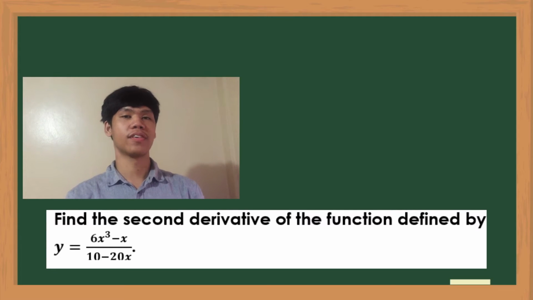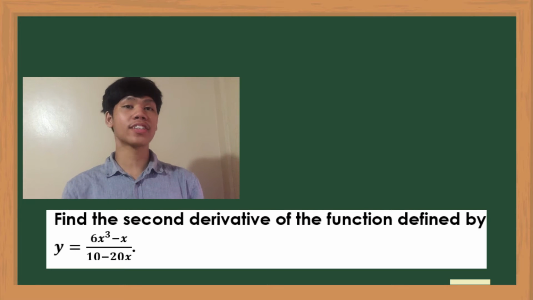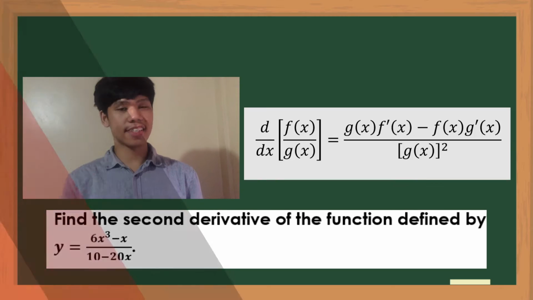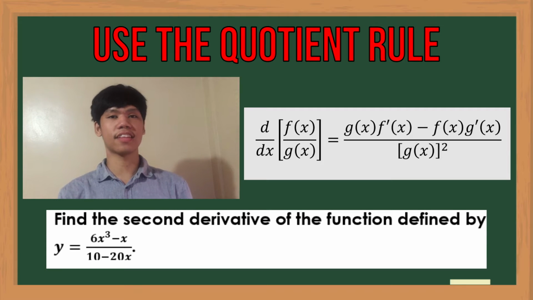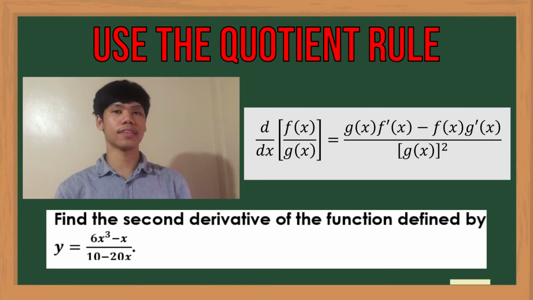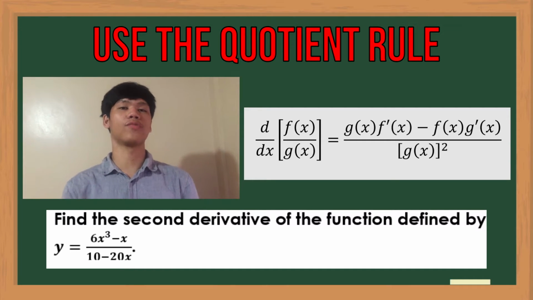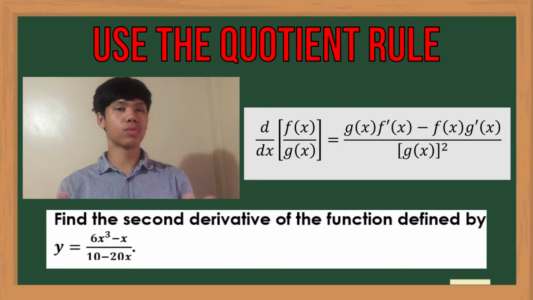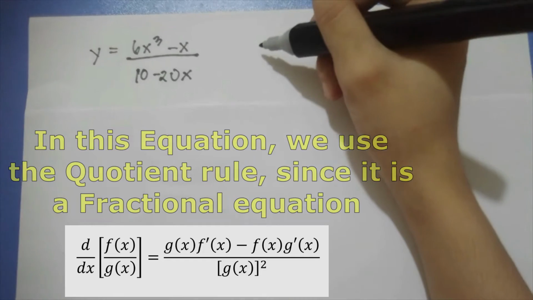To start solving, first step, we have to identify the equation. Since it is a fractional equation, we can determine its derivative using the quotient rule. This rule tells us that the derivative of the quotient of two functions, f of x and g of x, is equal to the difference of the product of g of x and the derivative of f of x, and the product of the function f of x and derivative of g of x, divided by the square of g of x.